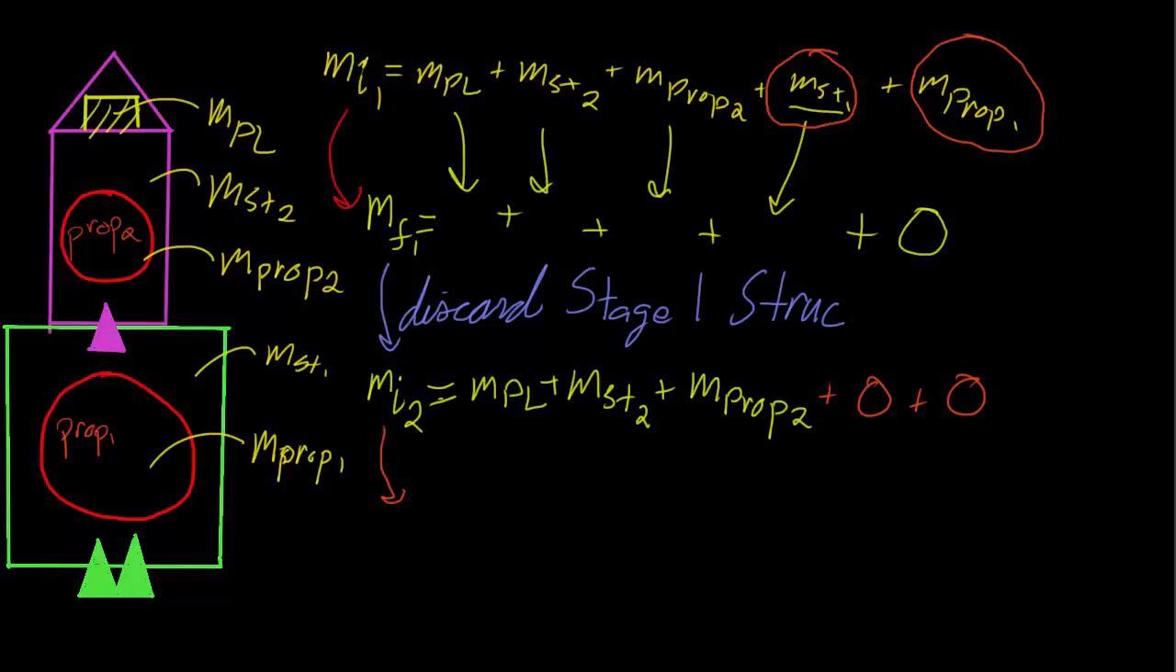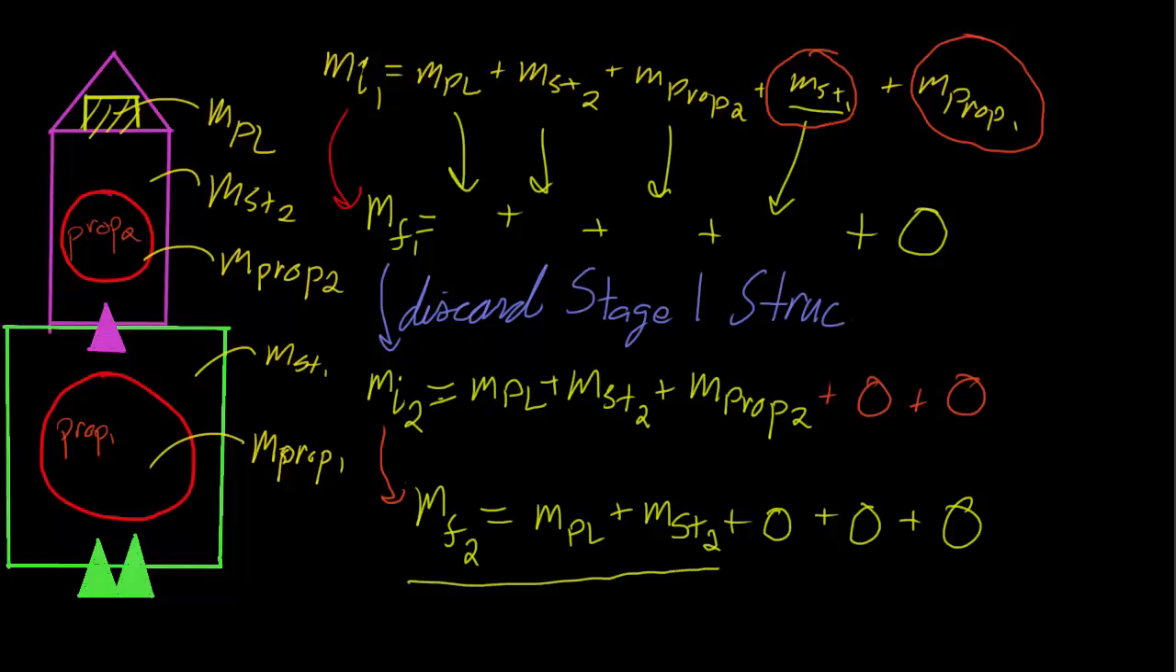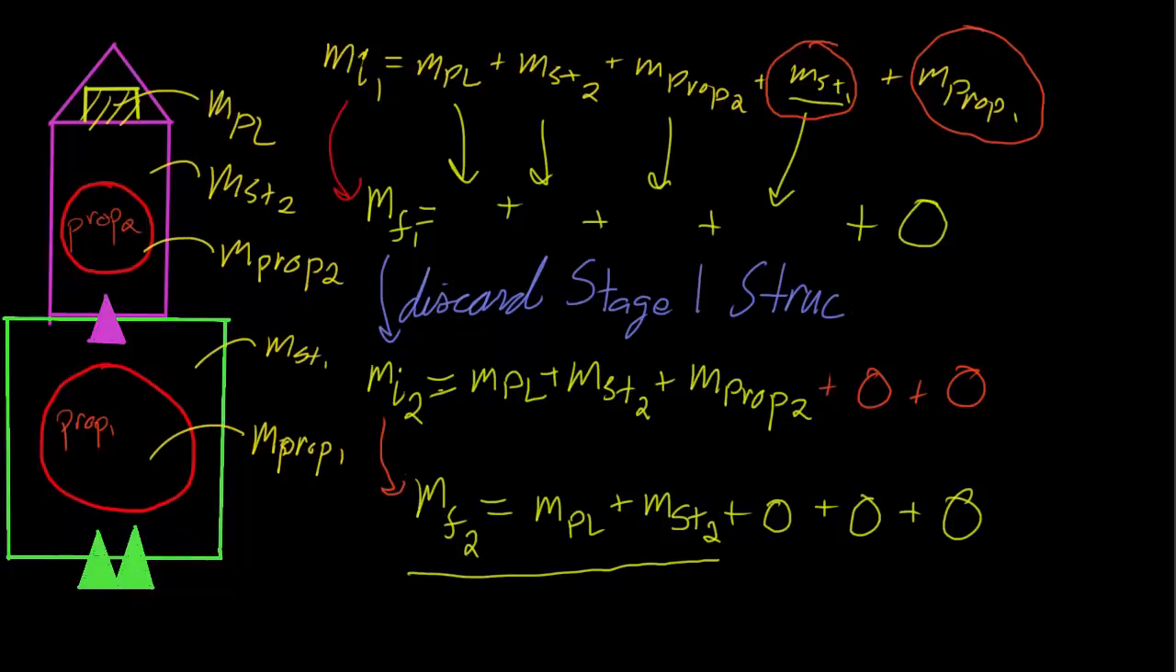Now we can burn our second stage, just like we've done countless times in our previous examples. For the final stage of the stage 2 rocket, our final mass would just be the mass of our payload plus the mass of our structure for stage 2, taking into account that the mass of propellant for stage 2 has been completely consumed with our burn. So this would be our final mass: the mass of our payload and the mass of our structure for stage 2.